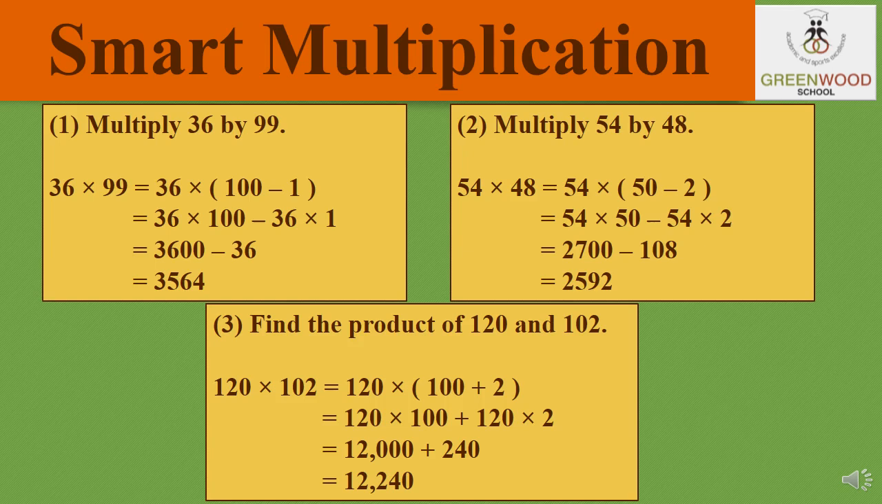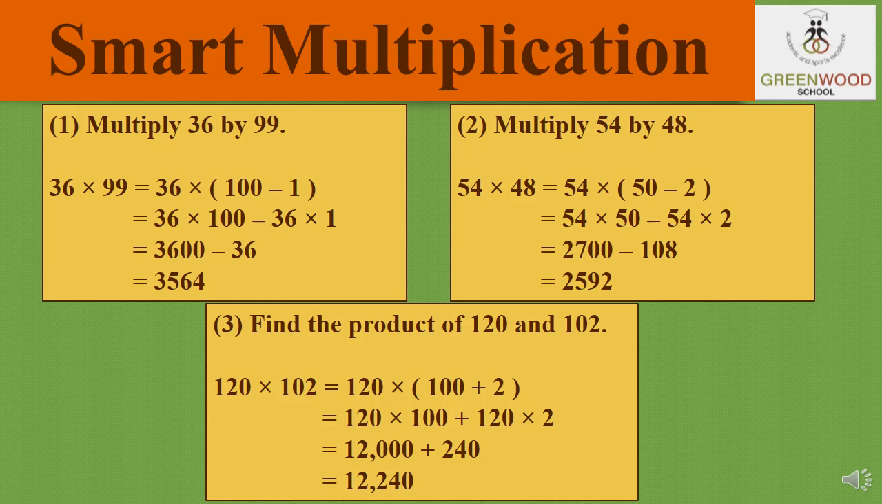Now look at the second one. Multiply 54 by 48. Now 48 we split as 50 minus 2. So first 54 into 50 and then minus 54 into 2. Now 54 into 5 is 270 and 1 zero will be of 50. Minus 54 twos are 108. Subtract the two numbers, you'll get your answer as 2592.